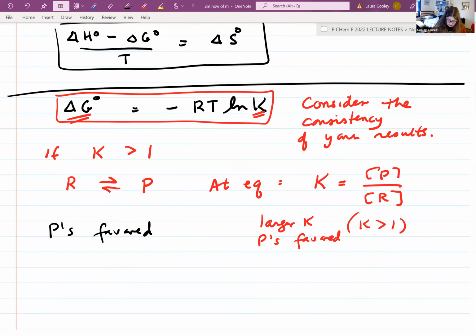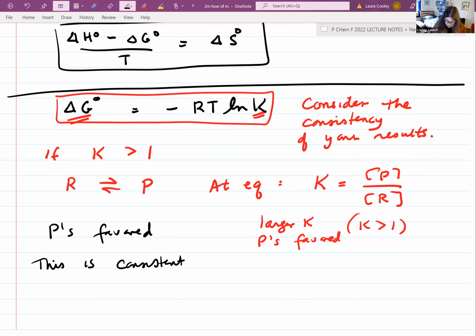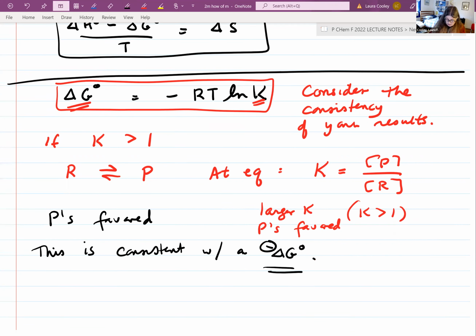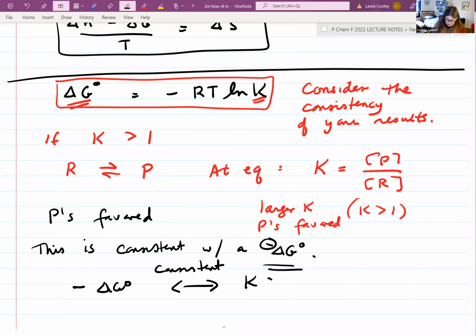This would be consistent with what sign of the delta G zero? If K is greater than 1, products are favored. It's consistent with a negative delta G zero, because a negative delta G zero means the reaction is spontaneous in the forward direction under standard conditions. So how would you ever make more products if the reaction wasn't spontaneous in the forward direction? So a negative delta G zero is consistent with a K value greater than 1.